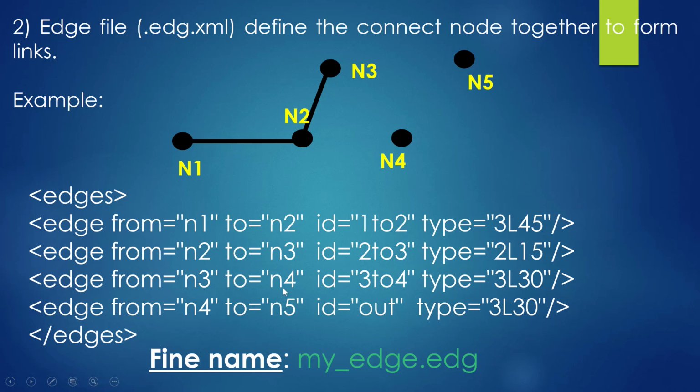Likewise, from N3 to N4, the ID, I call that 3 to 4, and the type of lane, 3L30, 3 lanes and maximum speed 30 meters per second. And lastly, from N4 to N5, I call that ID out in order to say that this is my output. And the type 3L30, with a maximum speed of 30 meters per second.